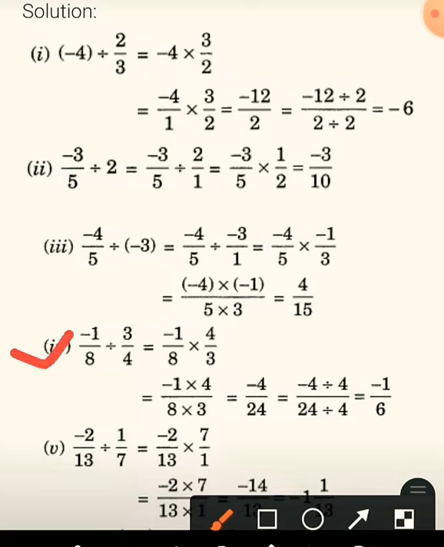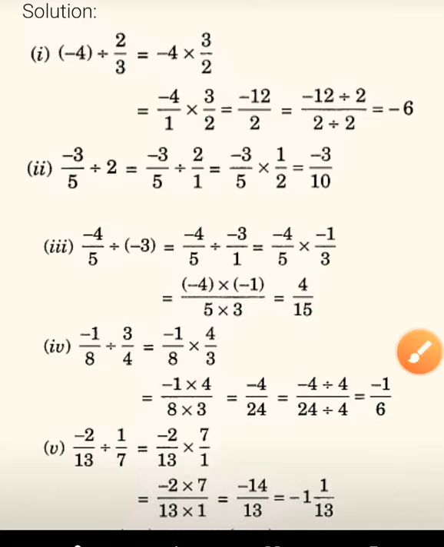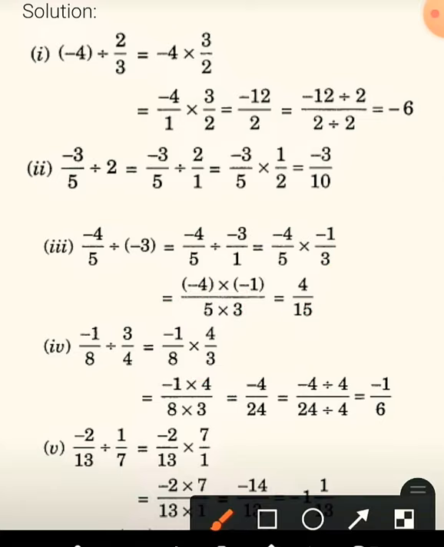Now fourth one is minus 1 upon 8 divided by 3 upon 4. So first part minus 1 upon 8 will be same. Division sign we will change into multiplication sign, and 3 upon 4 we will take the reciprocal, so it will be 4 upon 3. So this we will do. This will be our first step. Now we have to just multiply numerator with numerator and denominator with denominator. So minus 1 into 4 will be minus 4 and 8 threes will be 24.